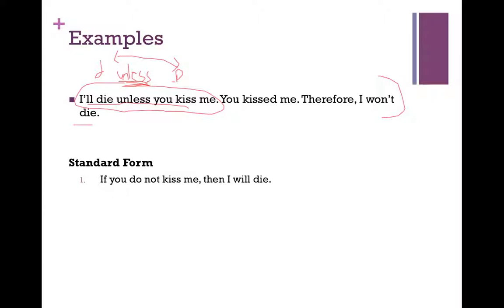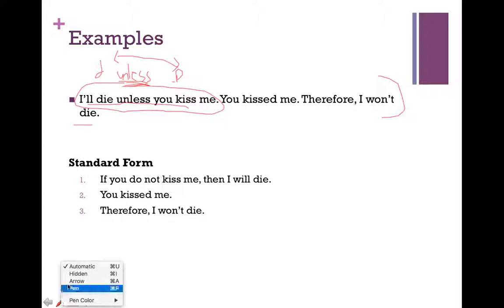All right? I don't know why I used P over here. I should have used K to stay consistent. But if you do not kiss me, then I will die. Then the second premise is you kiss me, therefore I won't die. Now, we want to put this into symbolic form. Right here, I've just left it in plain English just so we could see the argument. But how would we symbolize this argument?